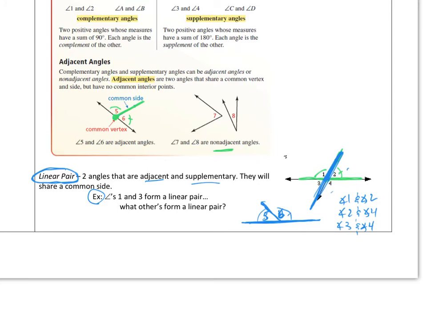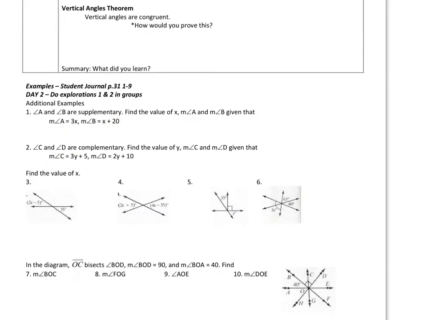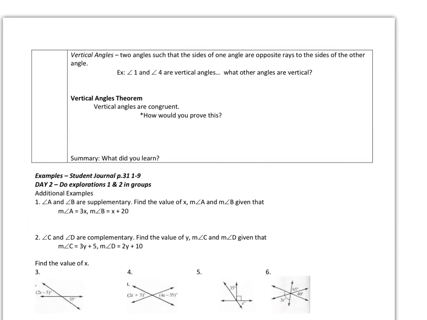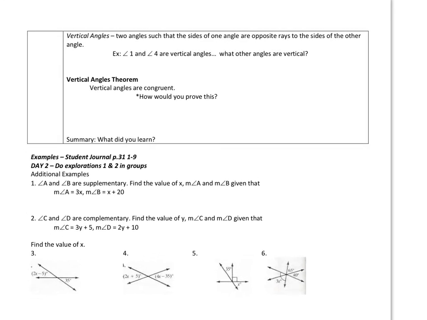All right, let's move on to the next page. It's a rather quick lesson today, and then we're going to do a few examples. So vertical angles are two angles such that the sides of one angle are opposite rays to the sides of the other angle. So in other words, think of it as whenever you have like an X, because it has to go all the way through.